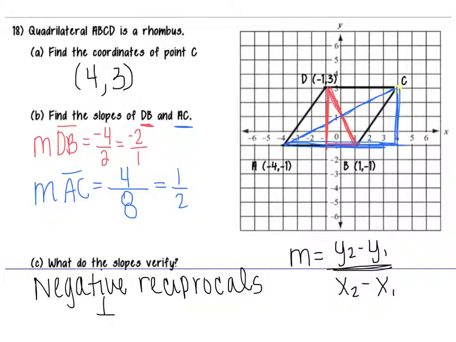I kind of ran out of room here. So how I would answer this on the test is I would say, what do the slopes verify? The slopes verify that AC and DB are perpendicular bisectors. This is the key thing that we're looking for on the test.